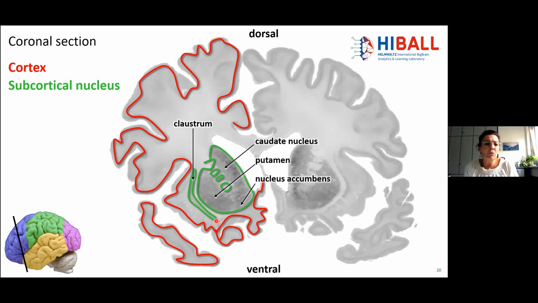Now, for example, for those of you that are looking for or dealing with automatic ways of segmenting the brain, it is quite easy to separate the white matter from the caudate nucleus, the putamen, and the nucleus accumbens, because these nuclei are very compact, and the contrast in staining intensity is very strong. So that's relatively easy to do. The claustrum, for example, is much more difficult to do because the differences in gray levels are much smaller, because it has a much tighter relationship with the cortex.